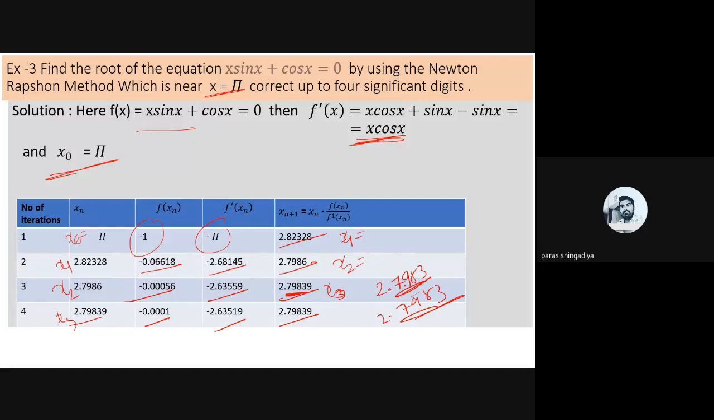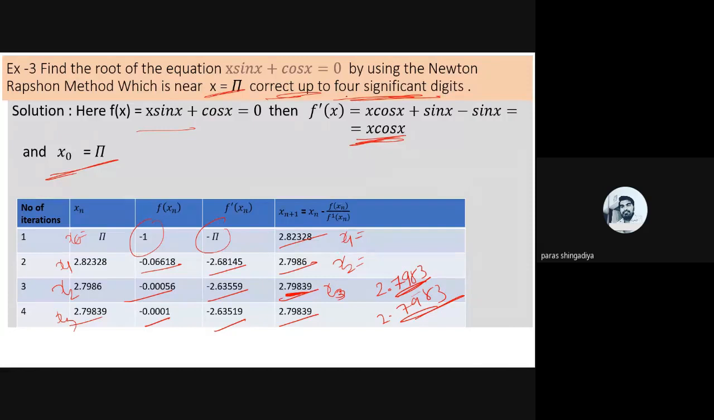Because in the question it is mentioned that you have to check the answer correct up to 4 significant digits, meaning 4 decimal places. If it is given as 5 significant digits, then we'll derive more iterations to match the answer correct up to 5 decimal places. Clear? If it is mentioned here as 6 significant digits, then we'll derive more iterations: x4, x5, x6, and so on.